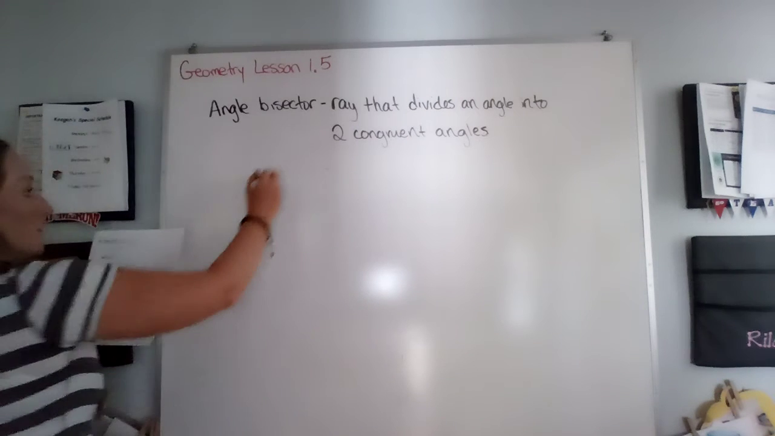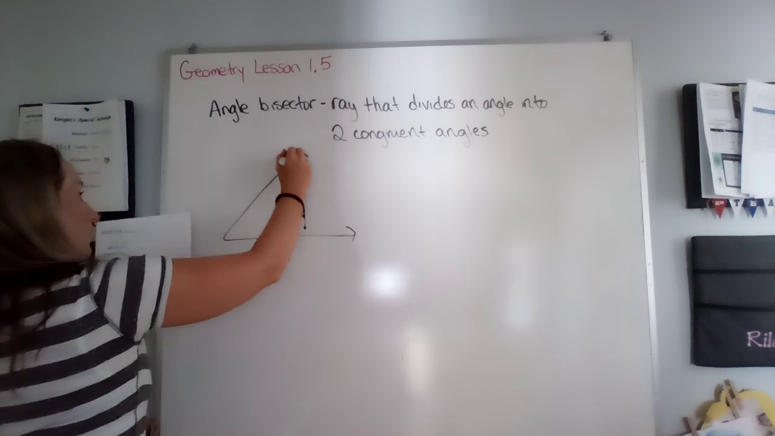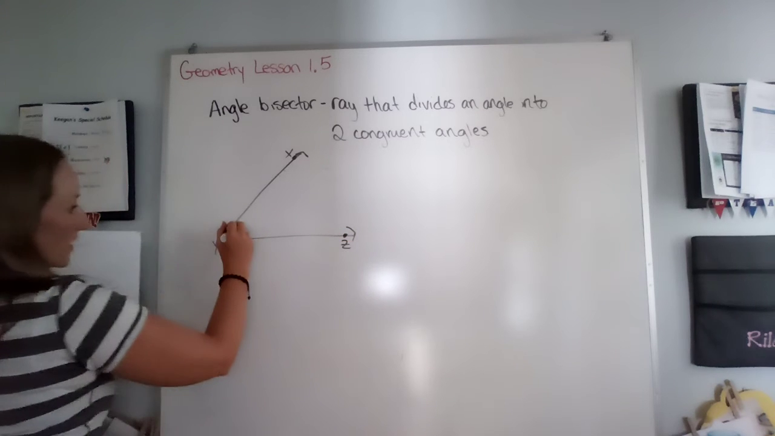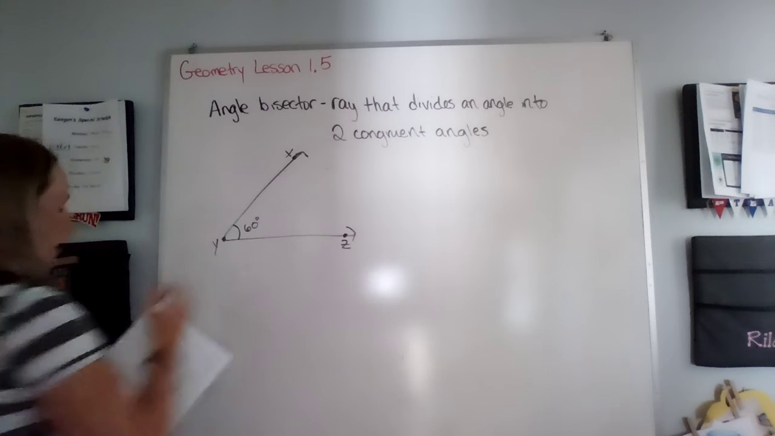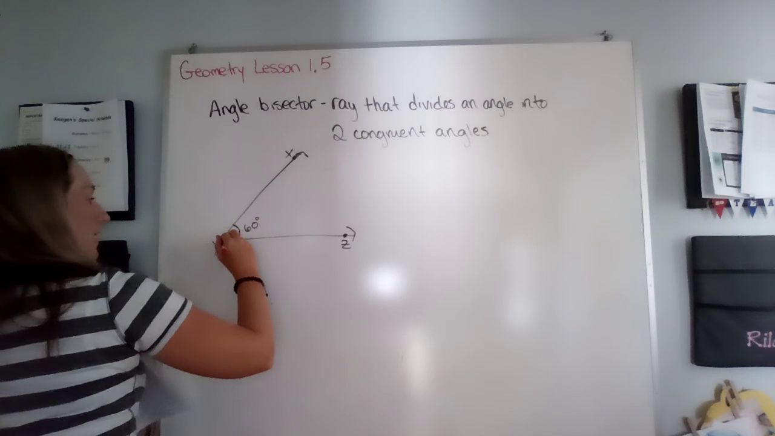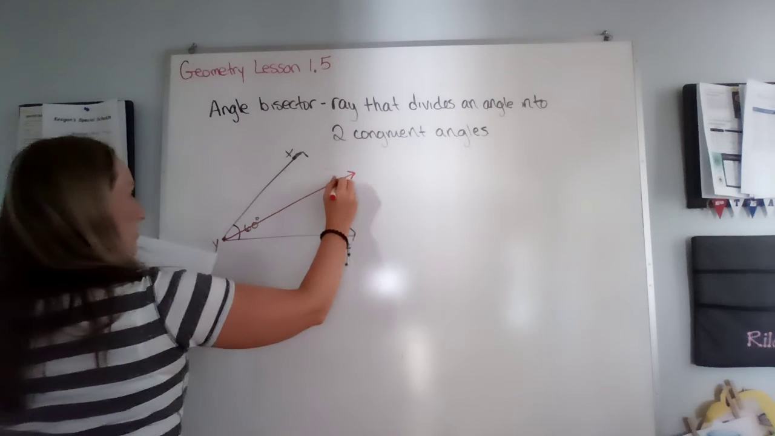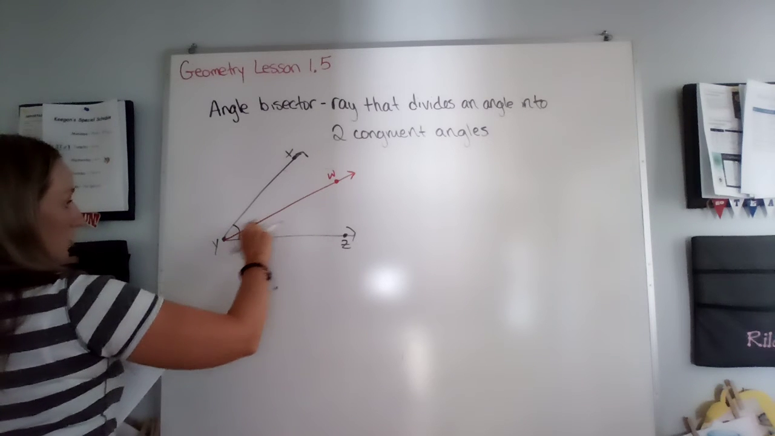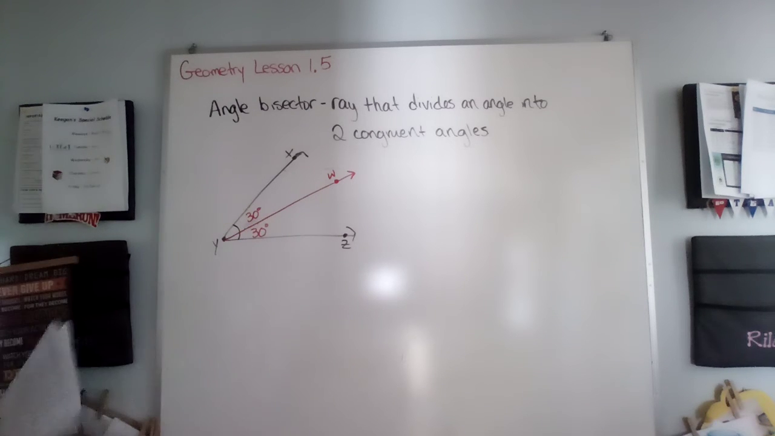Okay, so for example, if we had a big angle, we'll call this XYZ. If XYZ was a 60-degree angle, let's pretend that that's 60 degrees. And then we bisect it. We take a ray and we cut that in half. So I take a ray and I divide that in half. We'll call that ray YW. Well, what's formed now, instead of one 60-degree angle, I have two 30-degree angles. Okay?